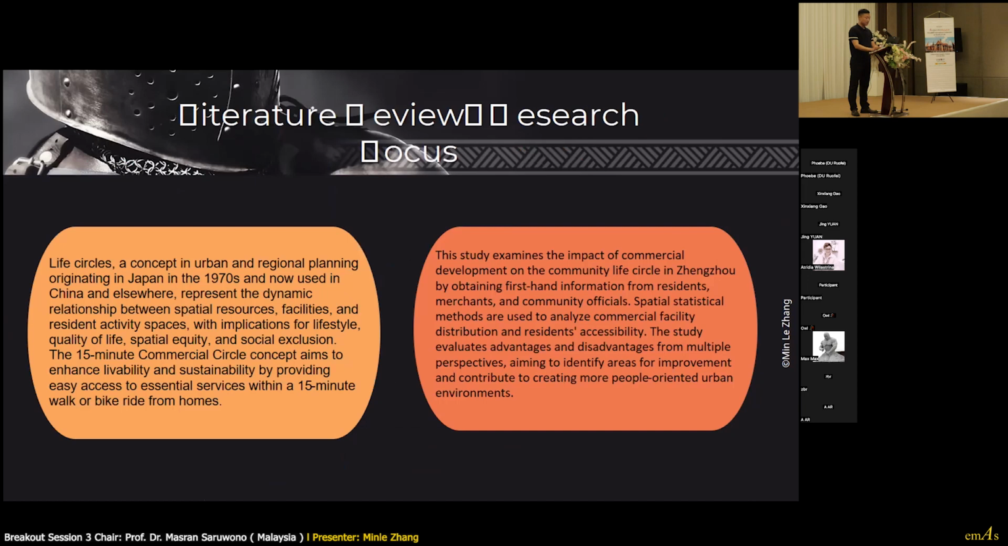Through data and literature research, it's easy to find that the concept of living circle was first proposed in Japan, and China has experienced repeated development in recent years. With the continuous improvement of infrastructure construction, living circles with Chinese characteristics have gradually formed.